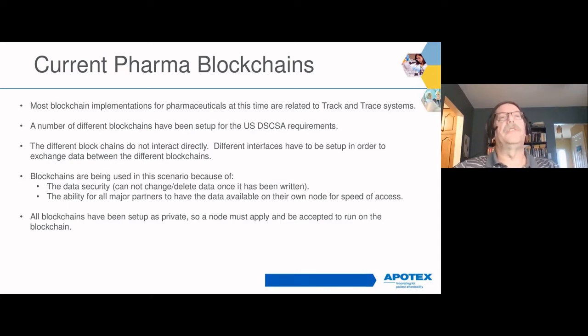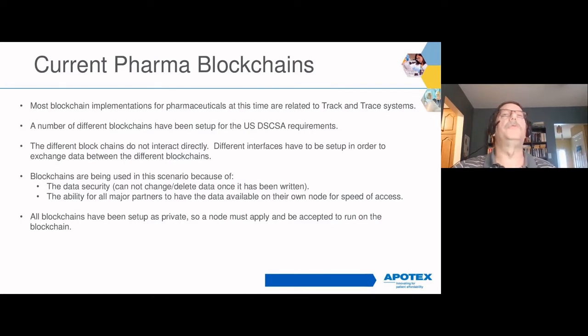The different blockchains that are set up do not and cannot interact directly because they may be based on different blockchain implementations. They may record information differently. They may actually have different information that they record. Because some of them need to interact, you actually have to set up interfaces between the two blockchains in order to operate. If you don't have that interface, then the two can't talk to each other.